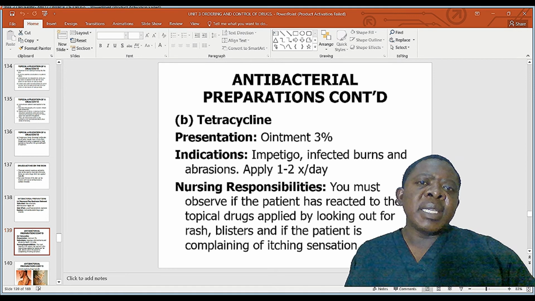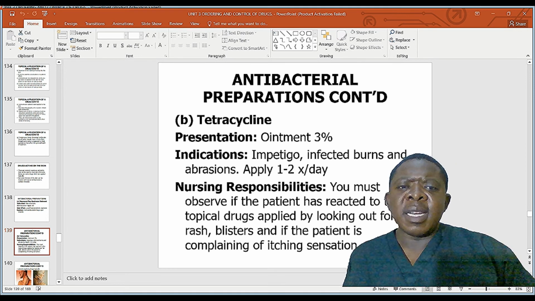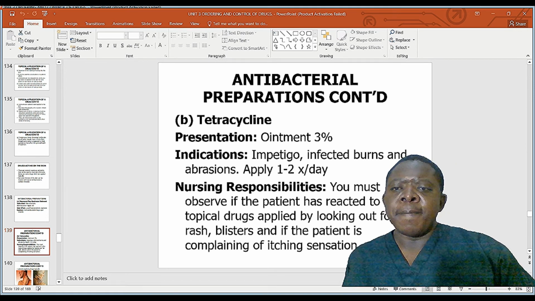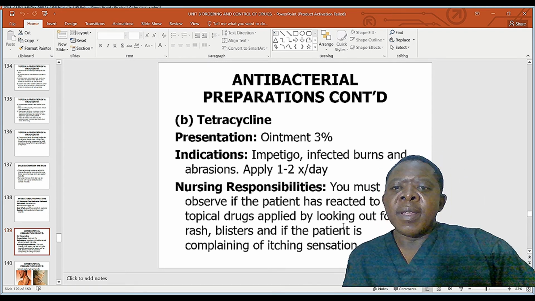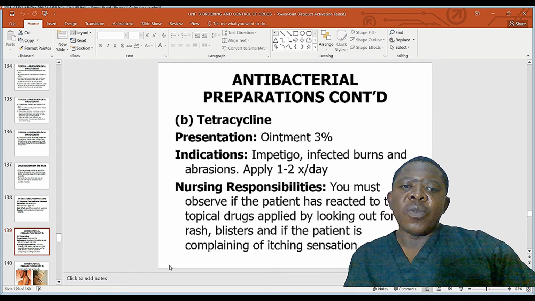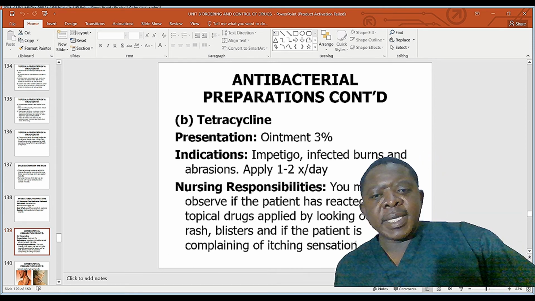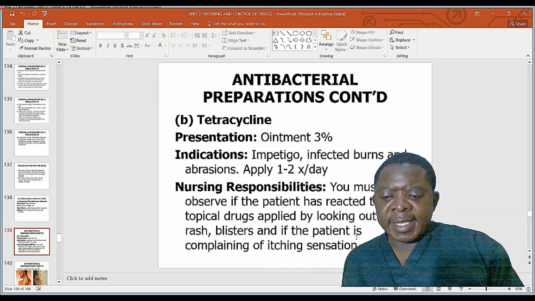The nursing responsibility when you apply this tetracycline is that you must observe if the patient has reacted to the topical drugs applied by looking out for rash, blisters, and if the patient is complaining of an itching sensation.